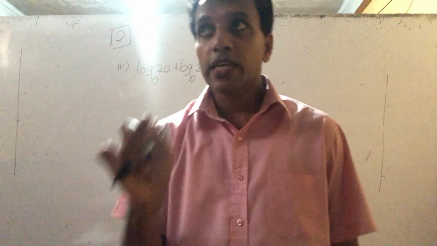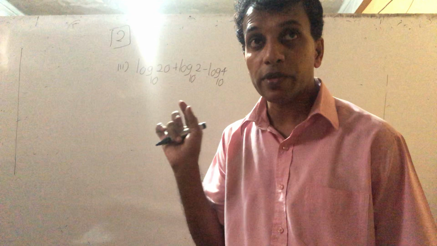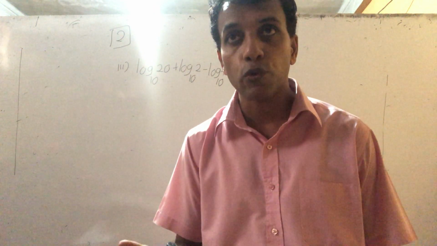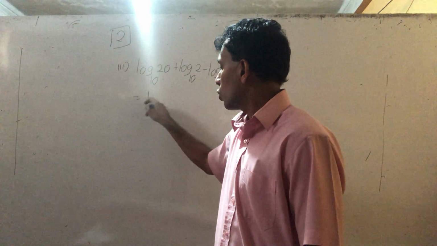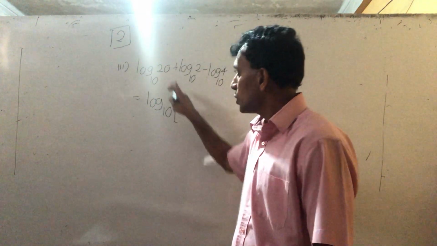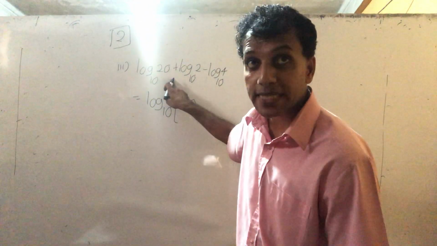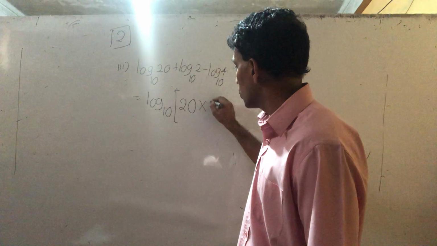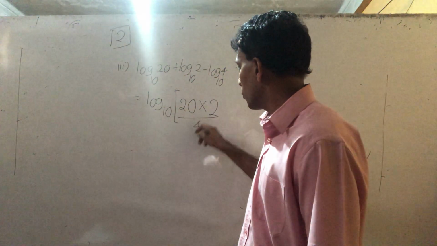First you see whether the bases are the same. Here, is the base the same? Yes. Then only you can apply the rule, otherwise you can't apply the rule. So logarithm base 10 of 20, plus means multiply 2, minus means divide 4.